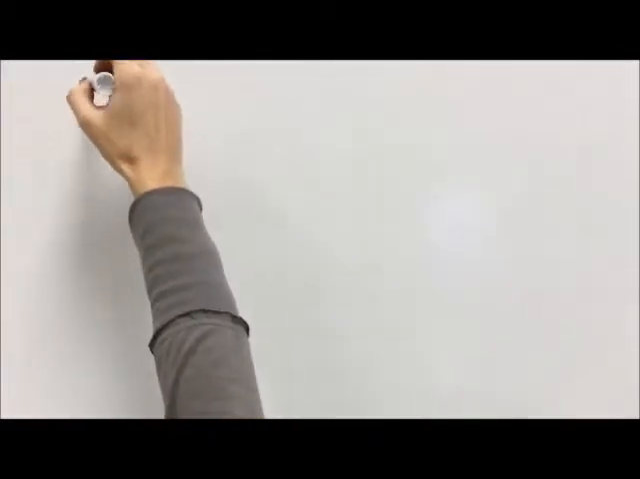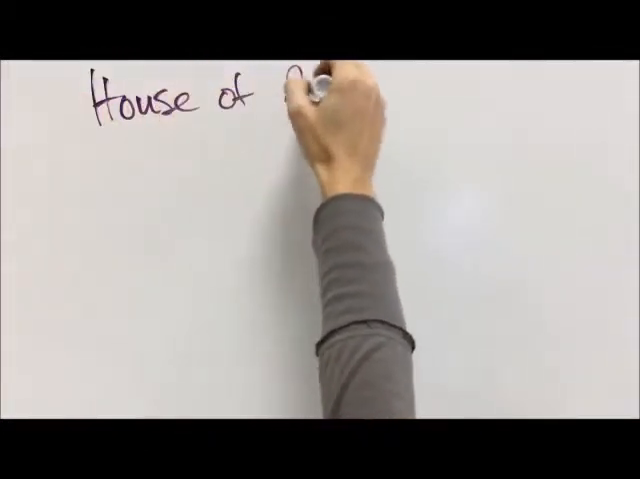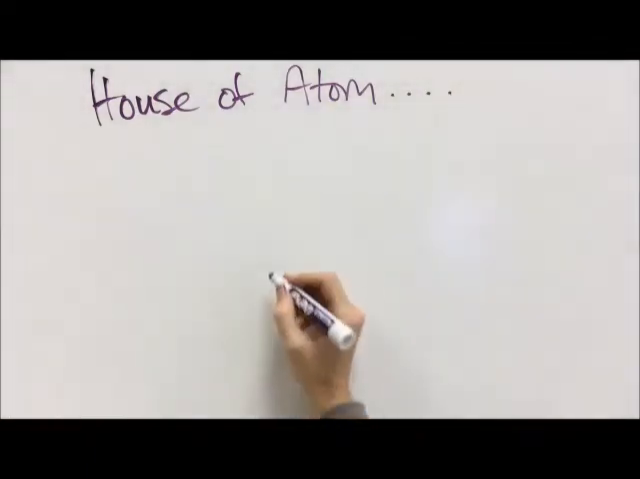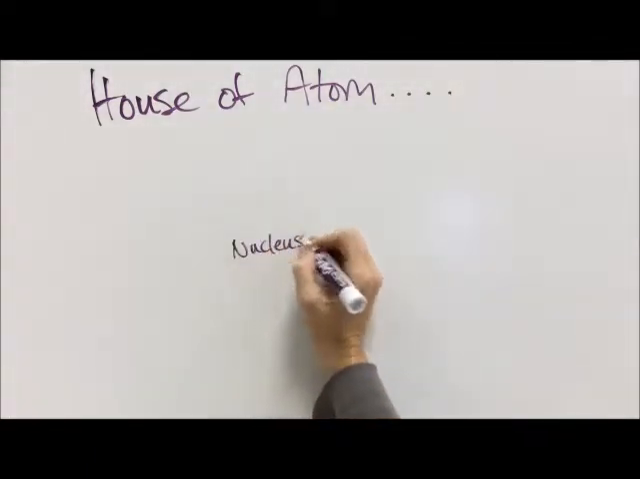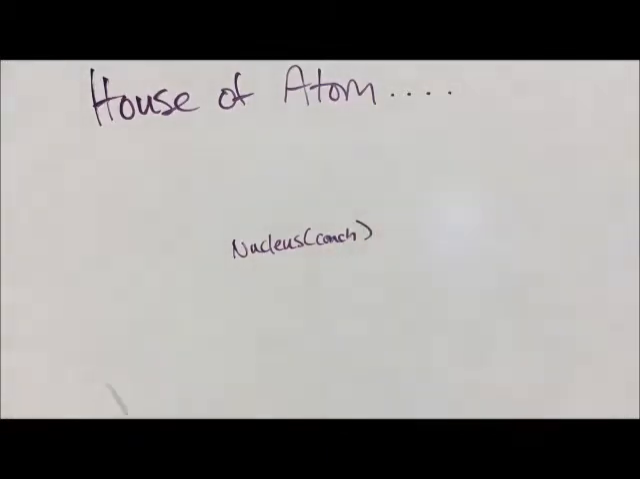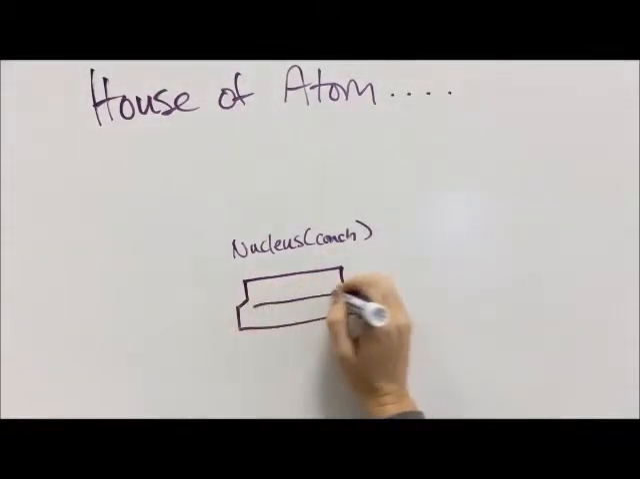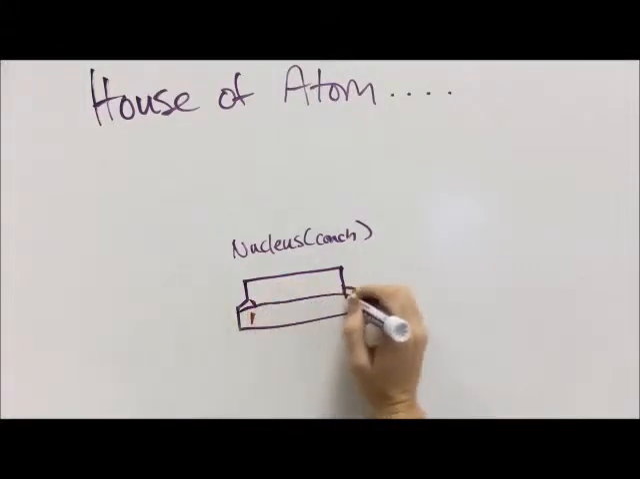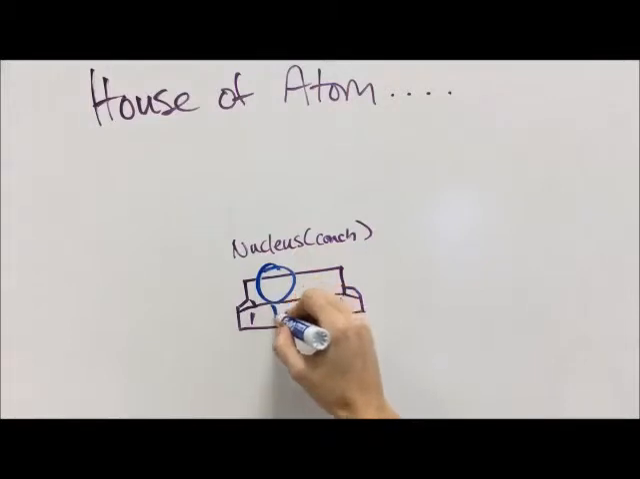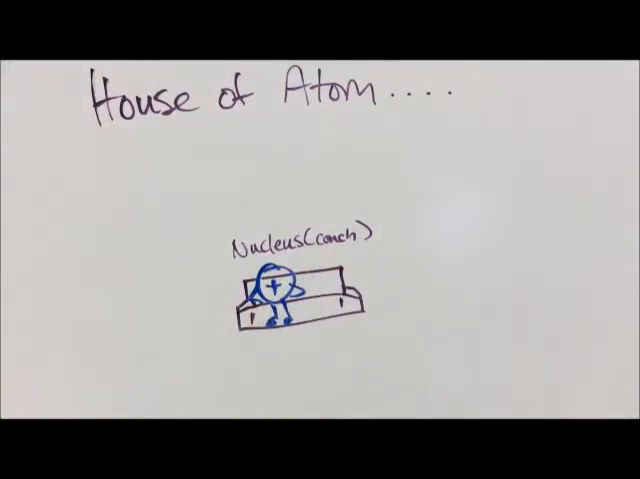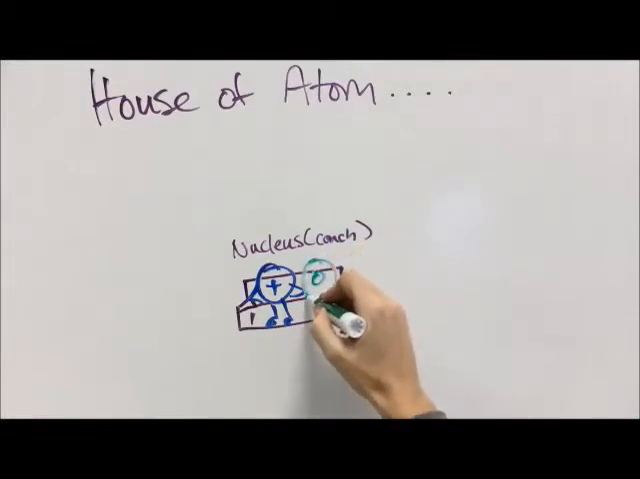So I'm going to give you guys a little metaphor that I use a lot to remember this. If we think of an atom as a house, the place on the house where people spend a lot of time is the couch. So we're going to call the nucleus the couch. And it is in the center of our atom here. And on this nuclear couch are going to sit 2 different particles, the protons and the neutrons.